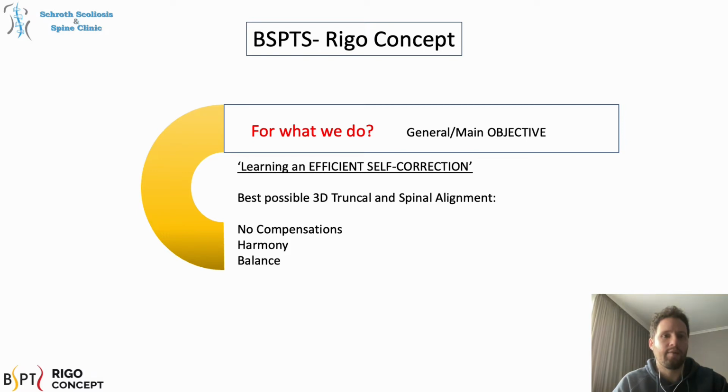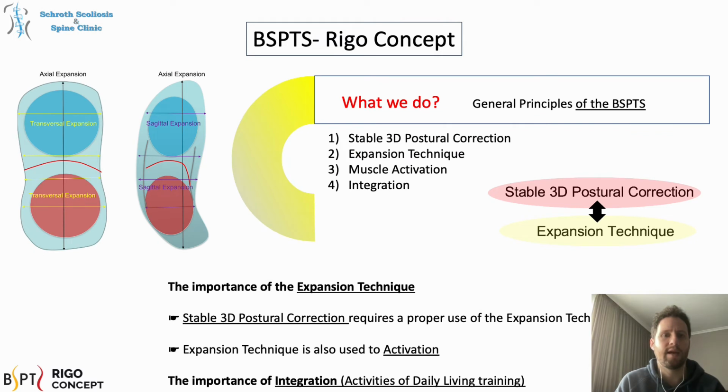The general or main objective of our school is to learn an efficient self-correction, to get the best possible 3D trunk and spinal alignment, having no compensations, bringing the spine and the trunk into harmony and balance. These are the general principles of our school: stable 3D postural correction, expansion technique, muscle activation, and integration.